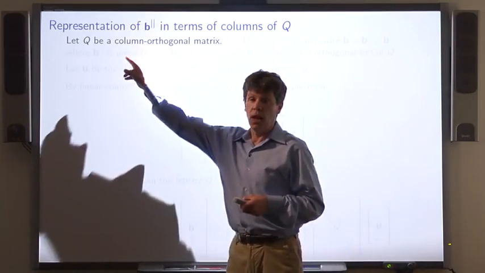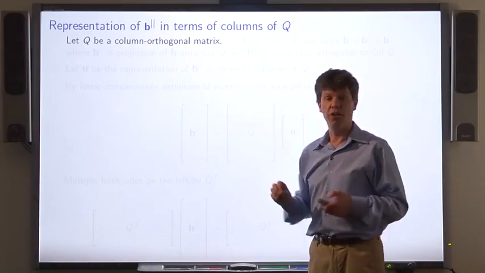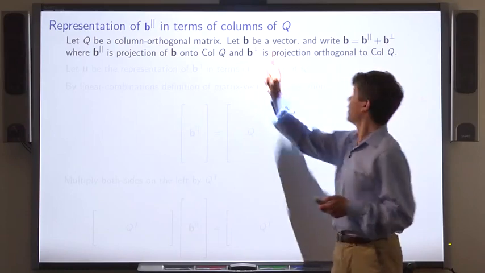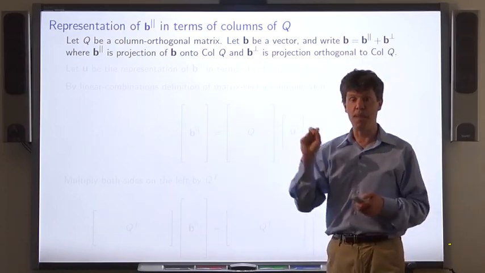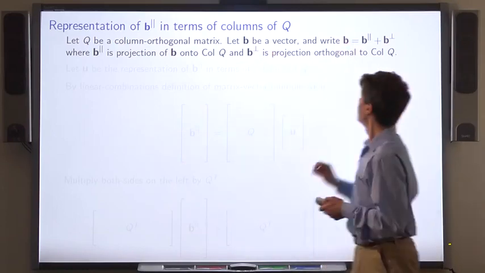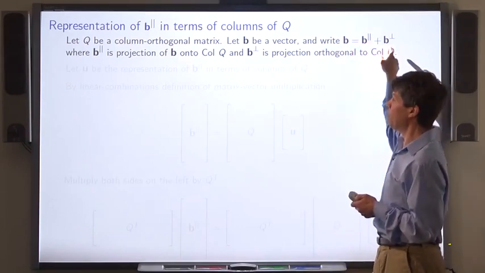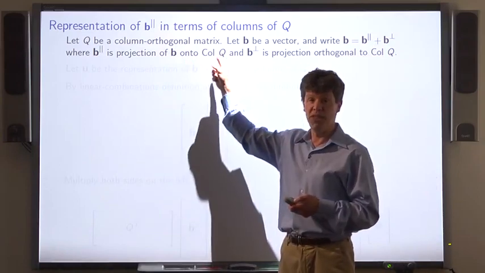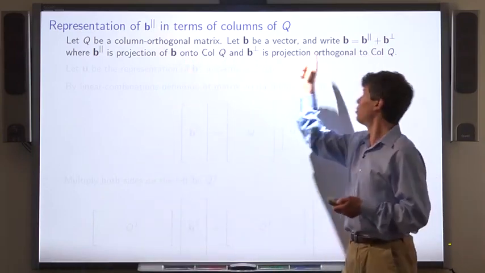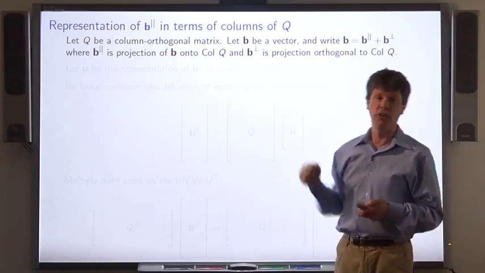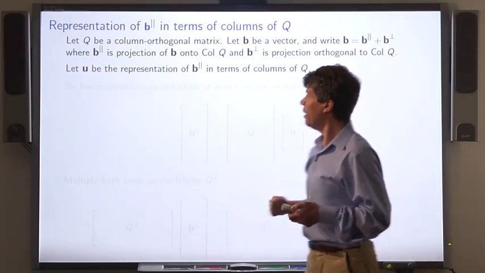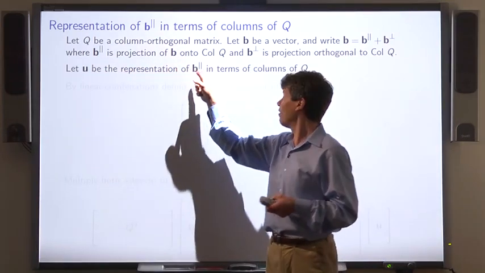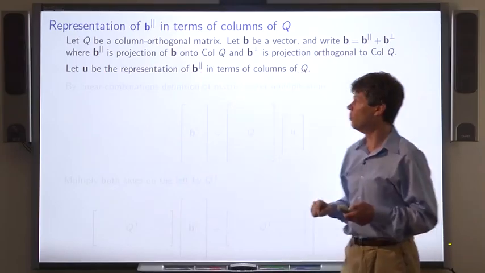Now, let Q be a column orthogonal matrix, such as we get from QR factorization, and let b be a vector. Write b in terms of its parallel and perpendicular parts. b equals b parallel plus b perpendicular, where b parallel is the projection of b onto the column space of Q, and b perpendicular is the projection of b orthogonal to the column space of Q. And let u be the vector that's the coordinate representation of b parallel in terms of the columns of Q.